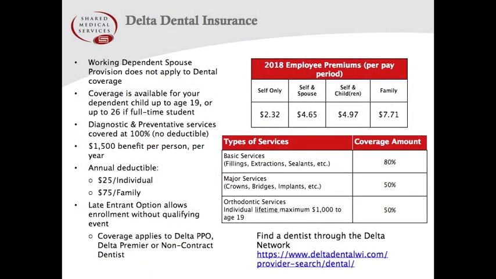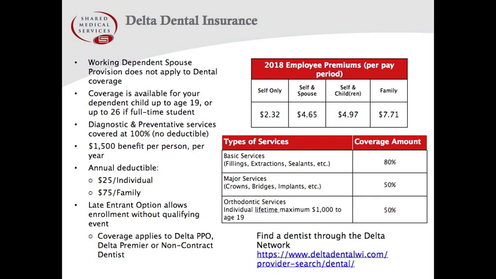Delta Dental is the provider for our dental insurance. The working dependent spouse provision does not apply, however, coverage eligibility varies slightly for dependents. The child is covered to age 26 only if he or she is a full-time student. Otherwise, there is coverage up to age 19.